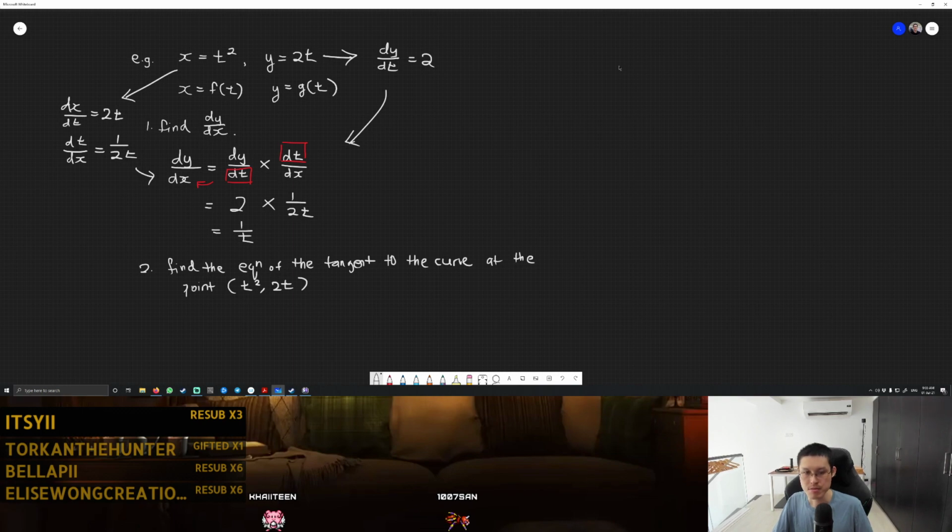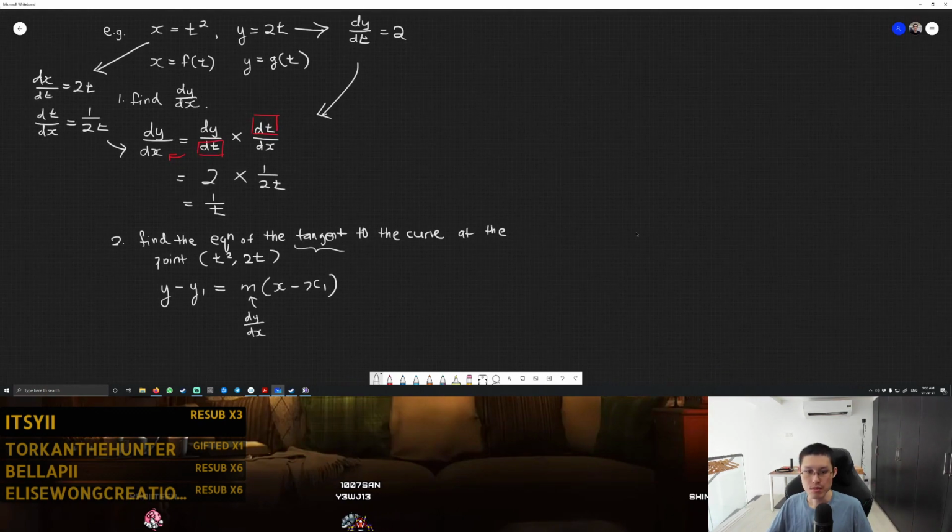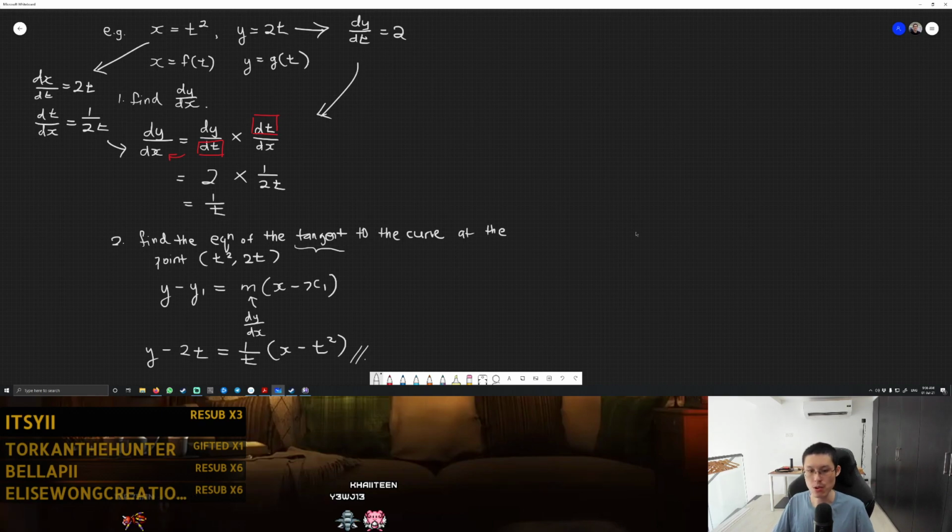Alright, so what you want to do here is remember that the tangent is actually a straight line. So a straight line has an equation y minus y1 equals to m times x minus x1, right? Where the m here is the gradient of the tangent. So in this case, m is dy dx, which happens to be 1 over t. So we can put in our coordinates, which is going to be 2t here, and 1 over t here, and then x minus t squared. And then you're done. That is the equation of your tangent.